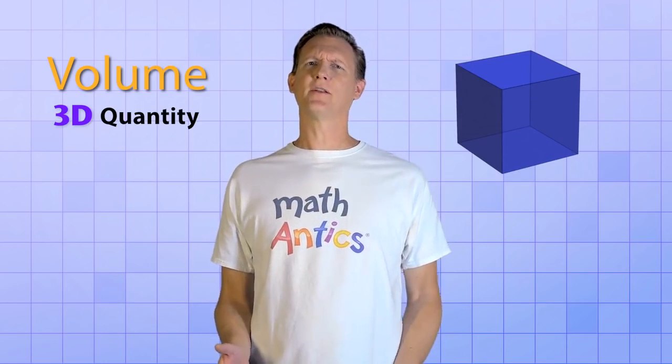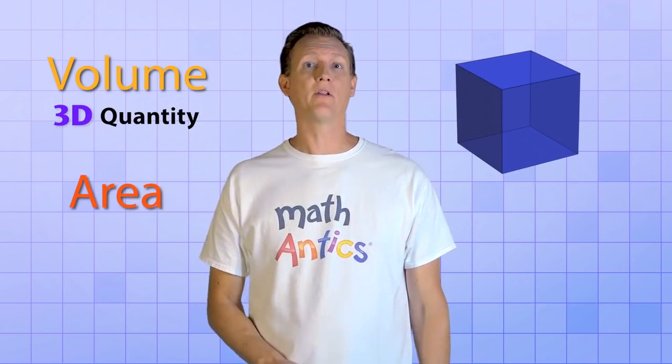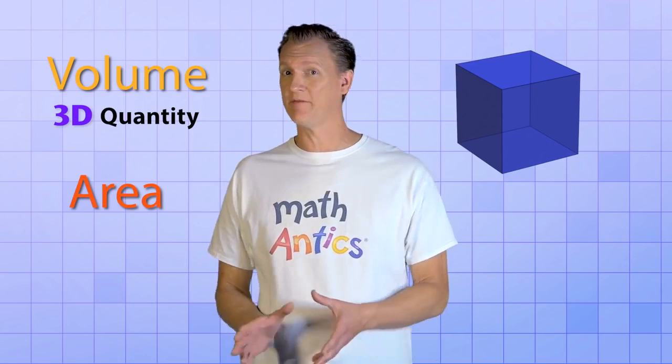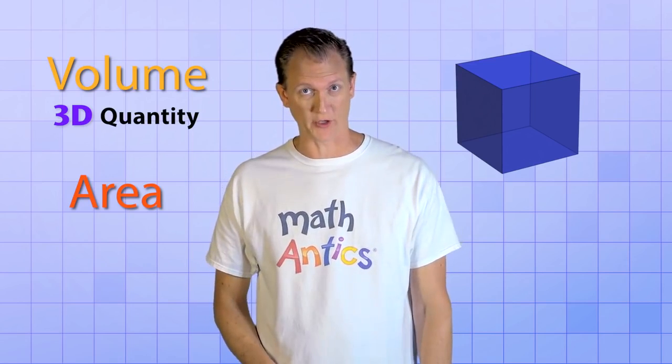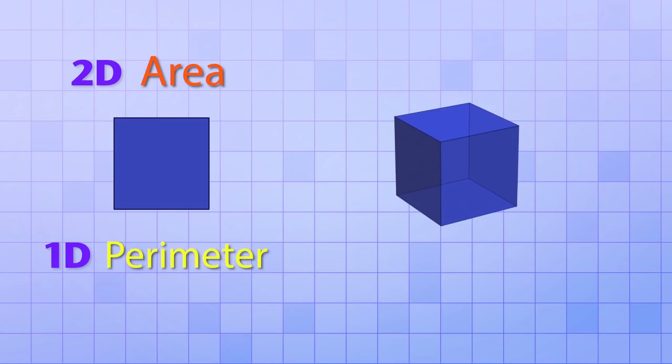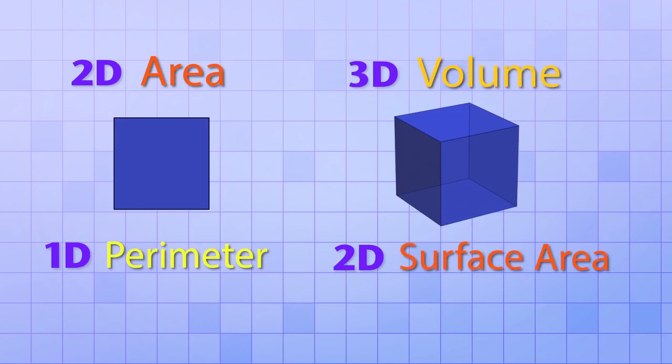But since we've also talked a lot about area in this video, I want to point out that 3D objects also have a type of area that you don't want to confuse with volume. You might remember from our previous videos that 2D shapes have both a 2D quantity called area and a 1D quantity called perimeter. Well, in a similar way, 3D objects have both a 3D quantity called volume and a 2D quantity called surface area. Surface area is a lot like it sounds. It's the area of the object's outer surface or shell.